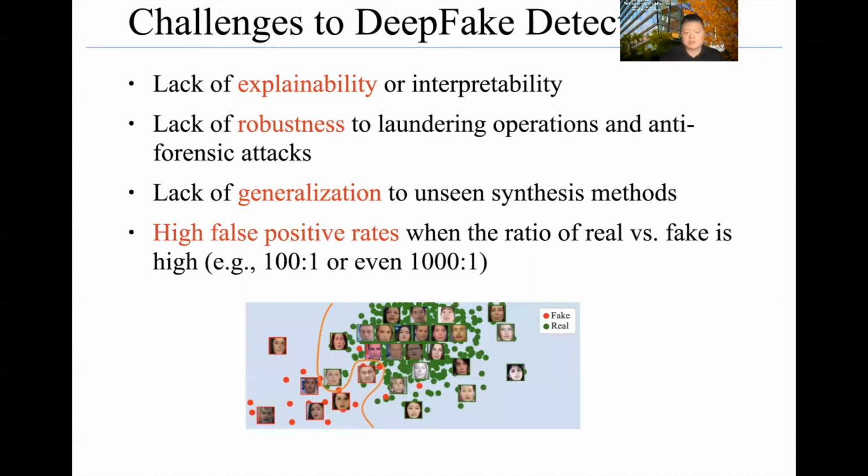The fourth challenge I see is what we have when we try the deepfake detectors in the real scenario, in the wild, let's say. They usually suffer a high false positive rate. The false positive rate here corresponds to the chance of the detector mistaking a real video as a fake video. And this usually occurs when the ratio between real video and fake video is very high.